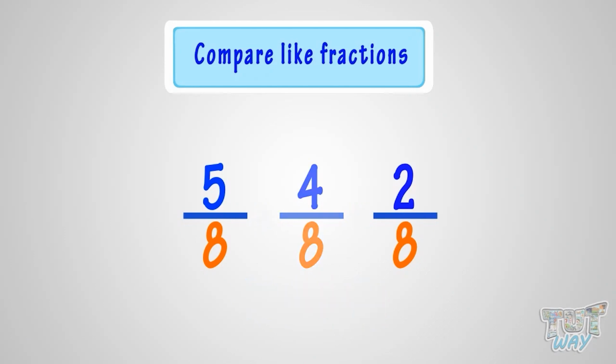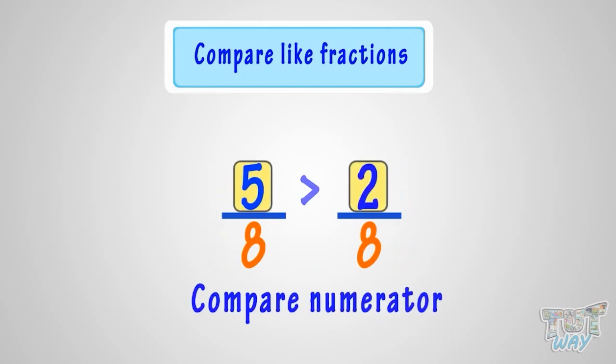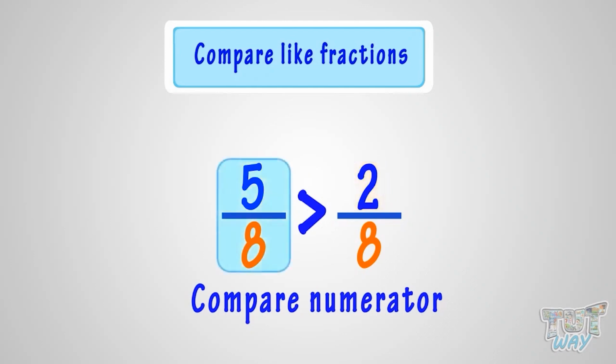Example for comparing 2 by 8 and 5 by 8. You just need to compare the numerators. The fraction with the bigger numerator is the bigger fraction. So here, 5 by 8 is greater than 2 by 8.